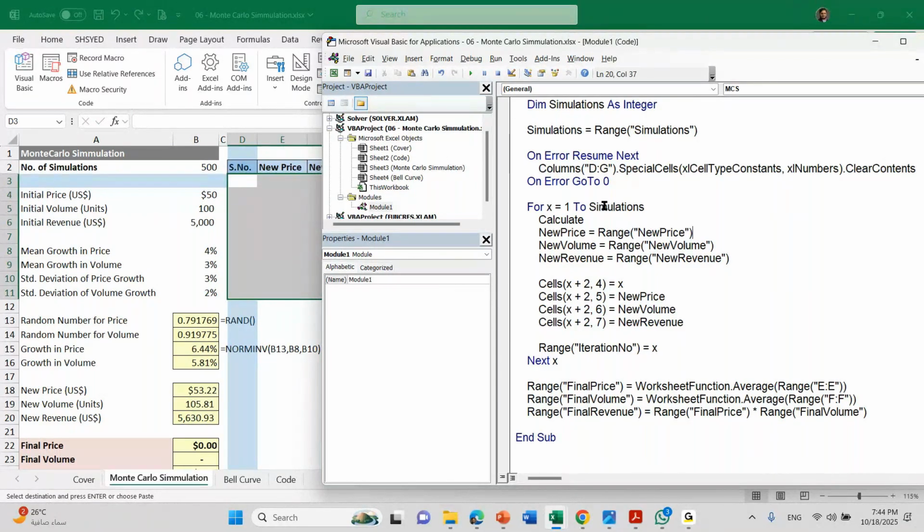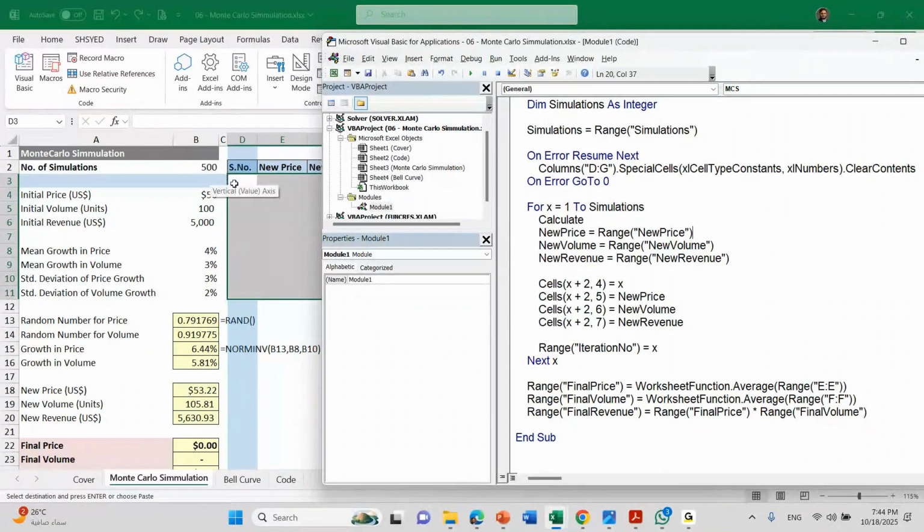Simulation means the number entered in this cell here. If it is 200, it will take 200 turns. If it is 500, it will take 500 turns. If I type 1000 here, it will take 1000 turns. Then it will look at the new price, new volume, and new revenue. And then it will copy from there and paste it in these cells.